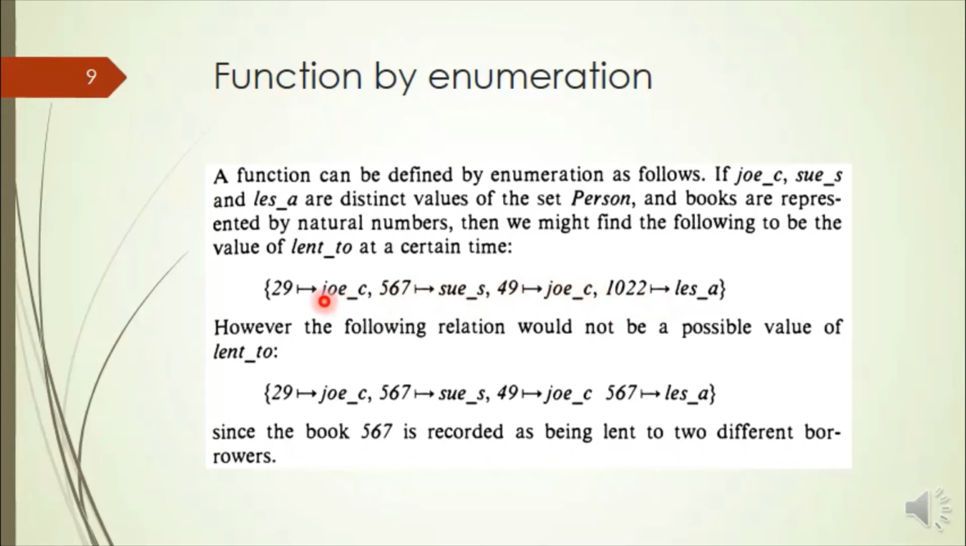Therefore, len2 is a function, which also communicates that a single book can be lent to a single borrower. Meaning to say that a single book cannot be borrowed by two persons. Students, it's a question to you whether this set can be said to be a function. The answer is no, because book number 567 appears twice, that is, book 567 is issued to Sue as well as Lei, therefore it's not a valid function. It can be a relation, but it would not be a function.